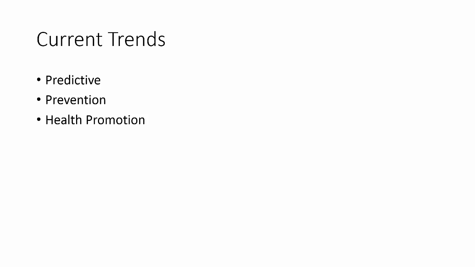So there are 3 current trends that you need to be aware of. One is predictive, where again we want to be able to identify risks and take preventative actions then to promote health. And so you're going to see how the systems and different systems take on these roles of predictive prevention and health promotion.